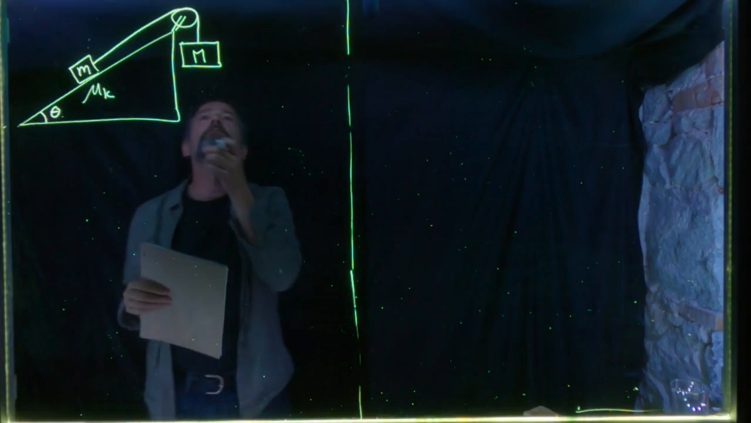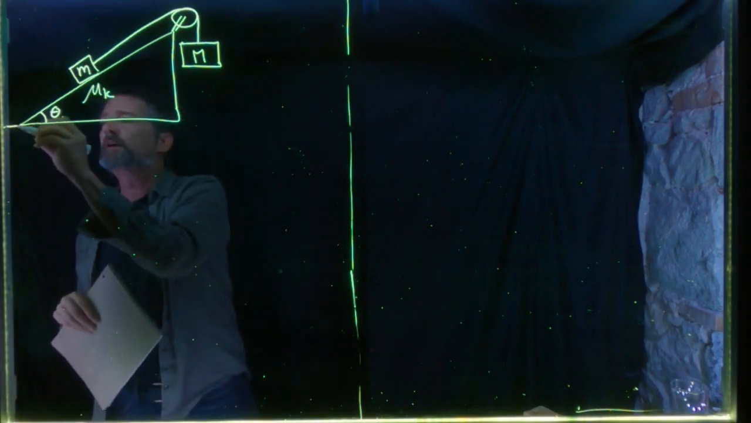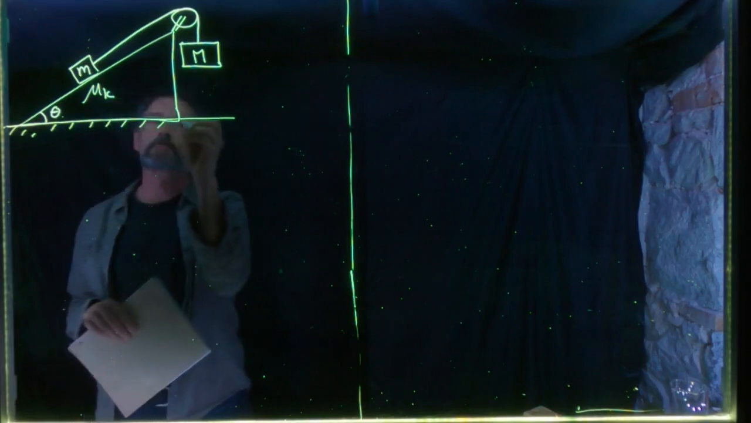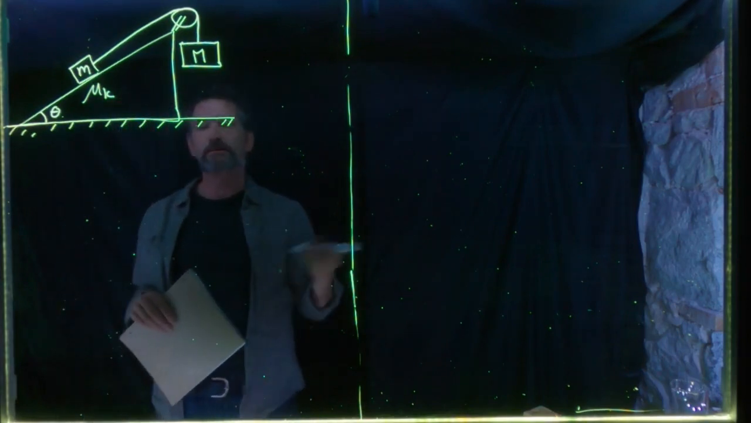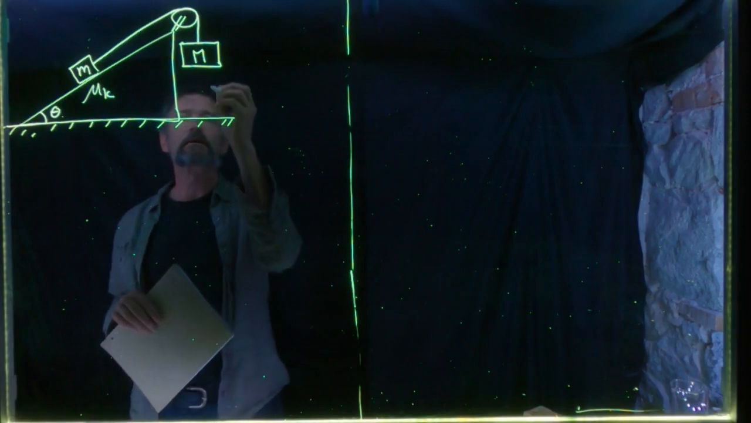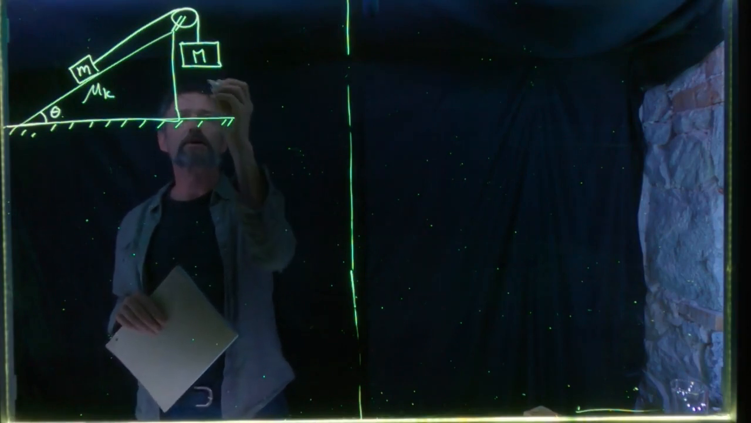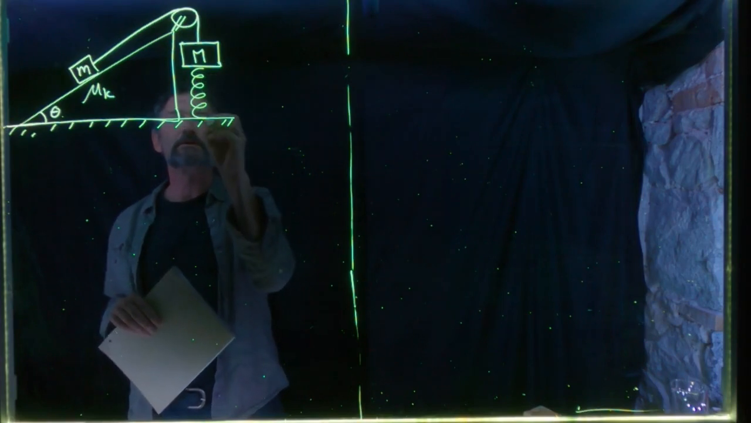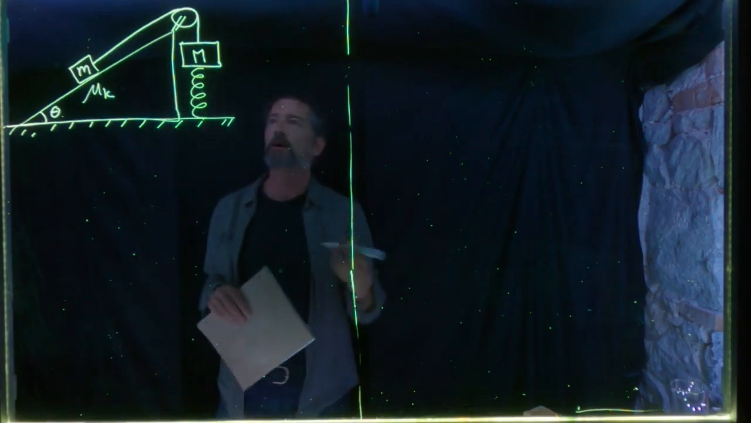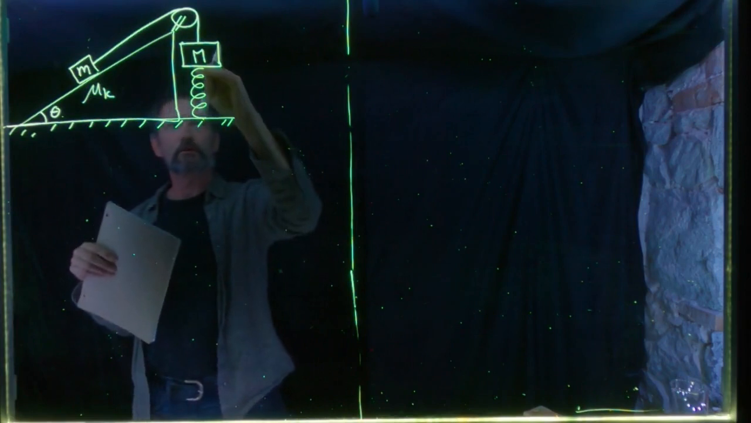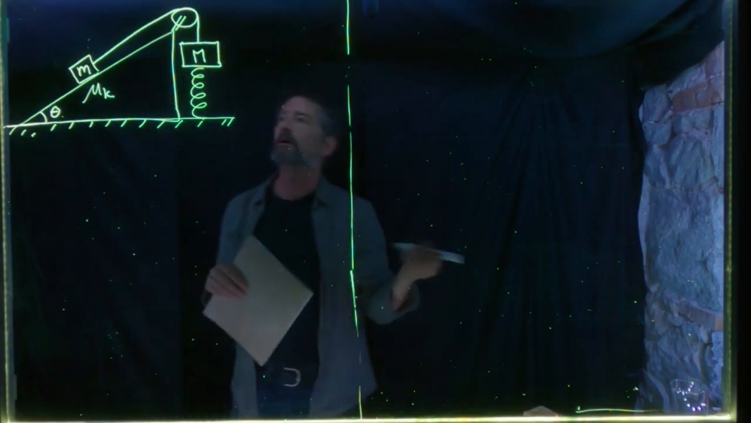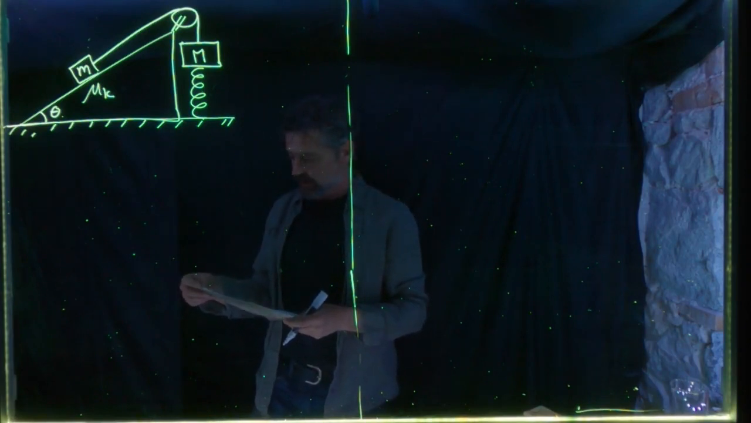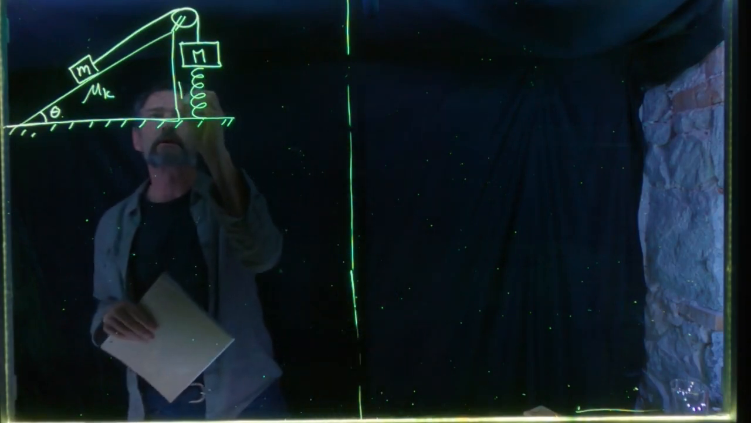Okay, now we're going to add one more element to this, and that's going to be a spring. So this is the ground. We're going to add a spring, and the spring will be of exactly the right length so that in its uncompressed and unstretched state, in its equilibrium state, it reaches from the ground up to the bottom of mass m. So right now, initially, the spring is neither compressed nor stretched. Okay, so that's our situation. And the spring has a spring constant k.